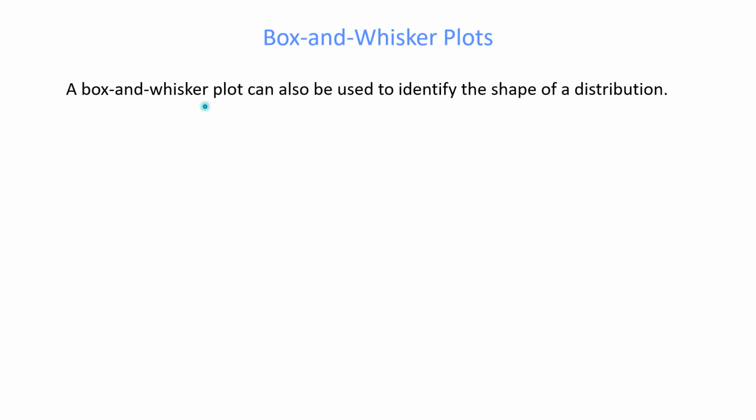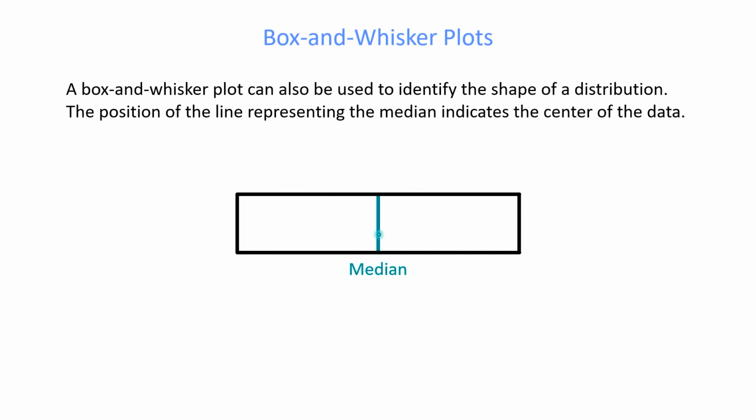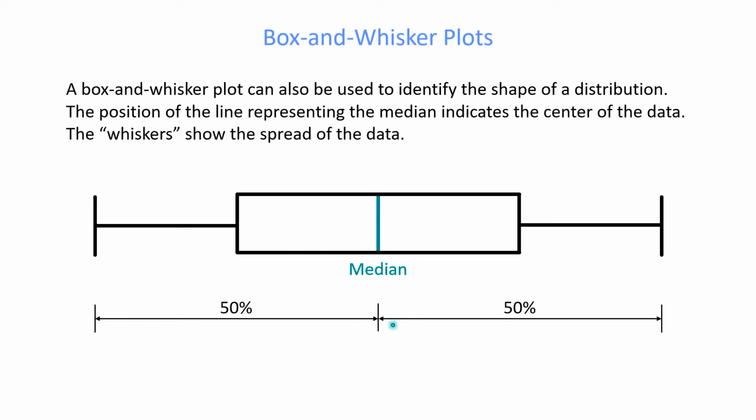A box and whisker plot can be used to identify the shape of a distribution. So we have the box here, and this line here, the position of the line represents the median and it indicates the center of the data. And we have the whiskers to the left and whiskers to the right. Now these whiskers show the spread of data. Now the median is positioned such that 50% of the data is distributed to the left of the median and 50% of the data is distributed to the right of the median.